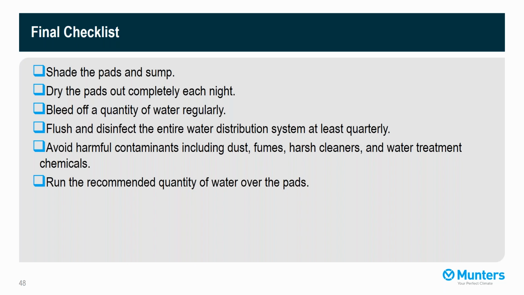So final checklist, we want to shade the pads and the sump. We want to dry out the pads completely each night. We want to bleed off a quantity of water regularly, and flush and disinfect the entire water distribution system at least quarterly. We want to avoid harmful contaminants like dust, fumes, harsh cleaners, and water treatment chemicals. And we want to run the recommended quantity of water over the pads.